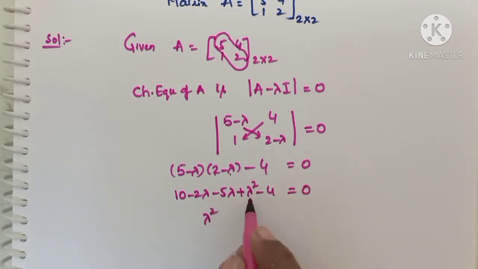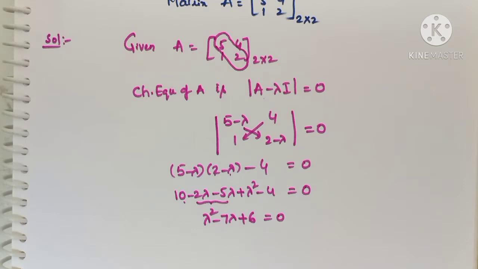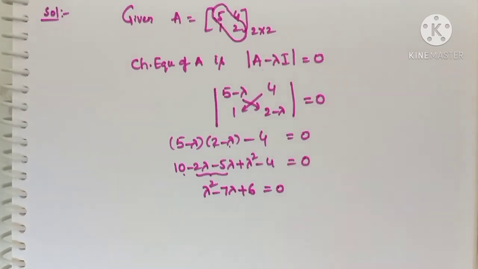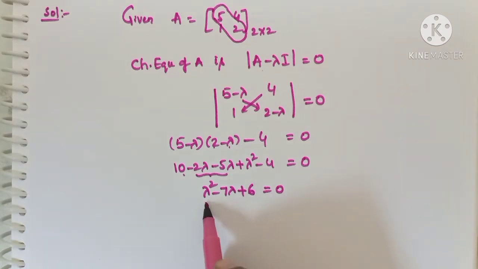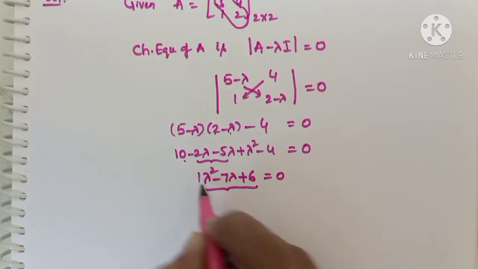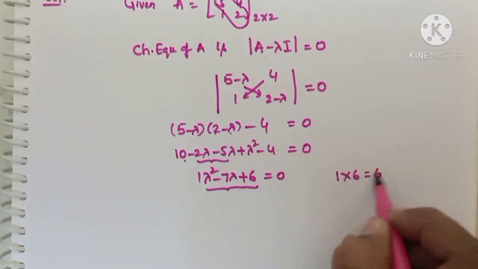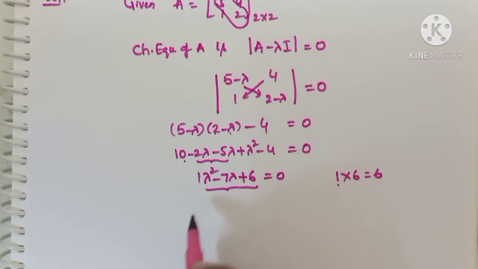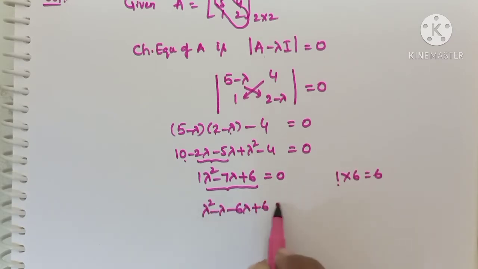Lambda square minus 7 lambda plus 10 minus 4, that is 6. This is a quadratic equation in lambda, a second degree equation. This equation also we can call the characteristic equation of A. This is the characteristic polynomial and this is the characteristic equation. Now we find the values of lambda. 1 into 6 equal to 6, and 1 plus 6 is 7. So lambda square minus 7 lambda plus 6 equal to 0.